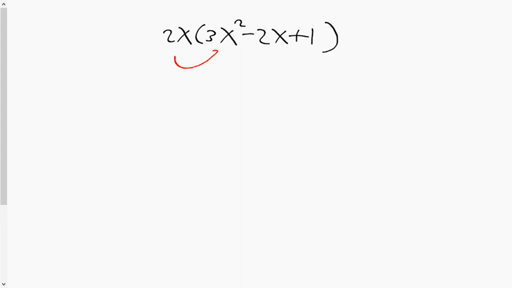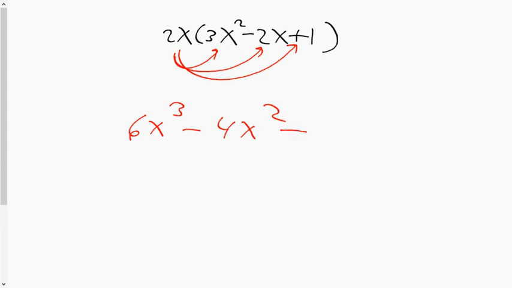Next question is the multiplication of a monomial by a trinomial. 2x times 3x squared, 6x cubed. 2x times negative 2x is negative 4x squared. And 2x times 1 is positive 2x. So the solution is 6x cubed minus 4x squared plus 2x. 1 point for question 4.